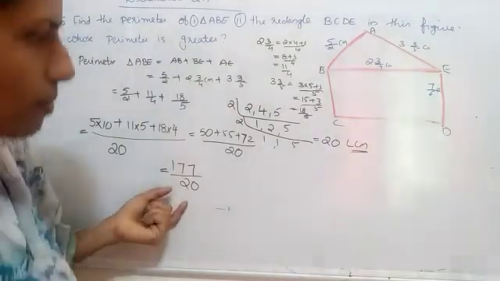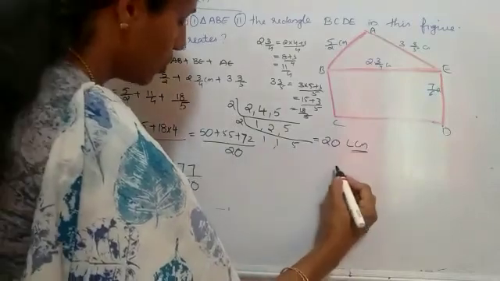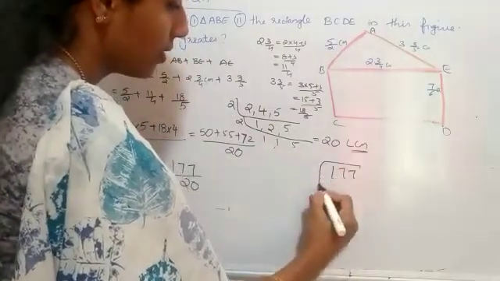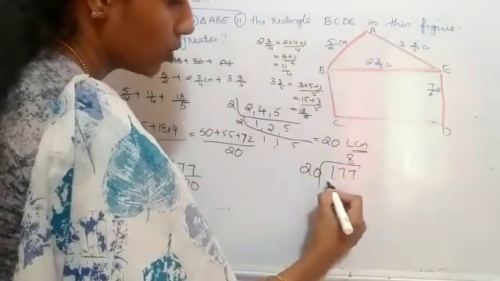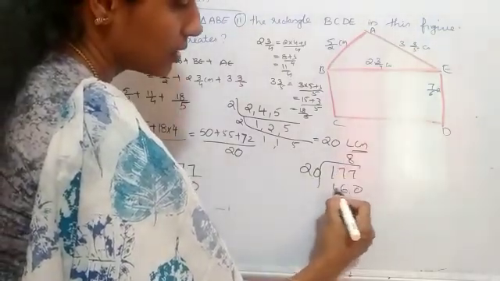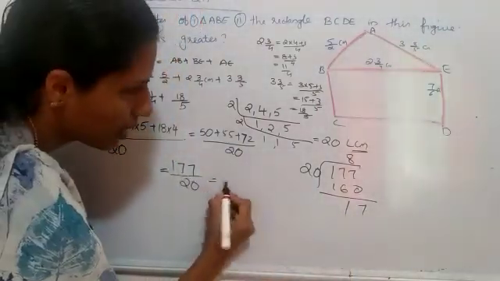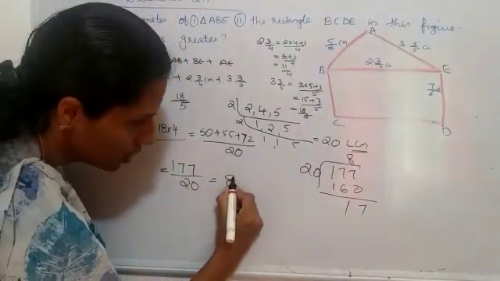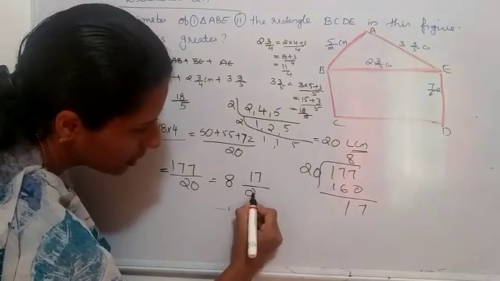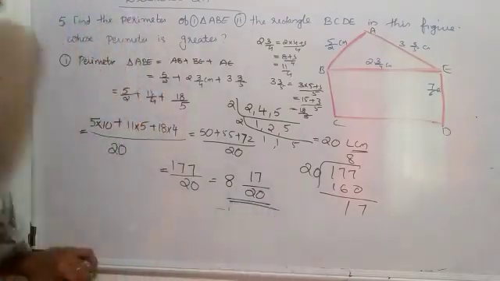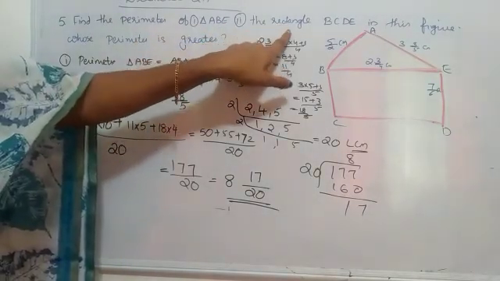Make it as a mixed fraction. How to do? 177 divided by 20. 8 20s are 160. Remainder is 17. Okay. So how will you write? First write down the quotient. Then remainder divided by the divisor. Clear? Now you do the second part.